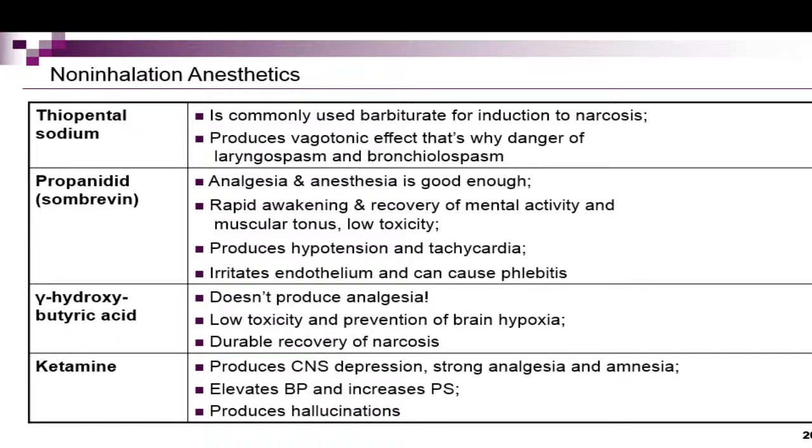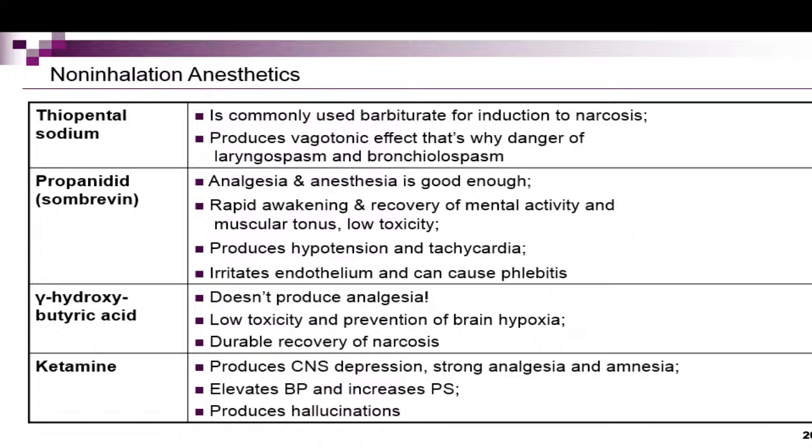Propanidine, analgesia and anesthesia is good enough. Rapid awakening and recovery of mental activity and muscular tonus, low toxicity, produces hypotension and tachycardia but irritates endothelium and can cause phlebitis. Because route of medication is intravenous, we should use large veins for supply of cardiovascular system with propanidine to avoid peripheral phlebitis.